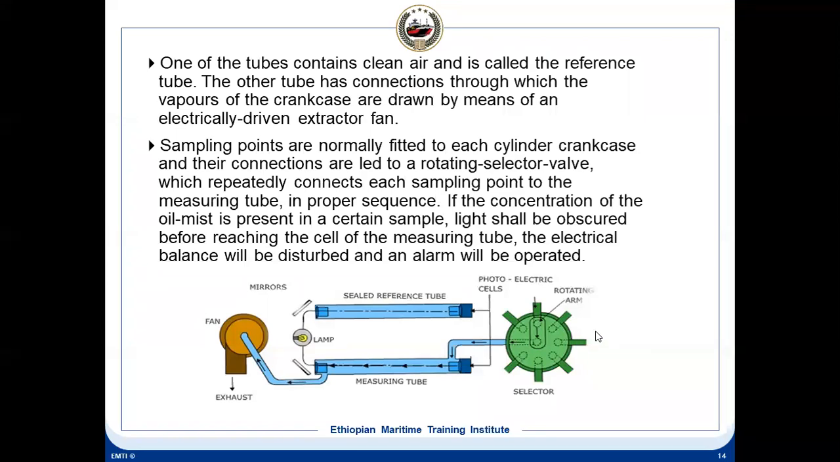So if the concentration of oil mist is present in a certain sample, light will be obscured before reaching the cell of the measuring tube, and the electrical balance will be disturbed. How much light is falling will produce the current according to these cells. And it gives an alarm when it reaches certain limits. There are some electronic circuits also. It's only a basic block diagram of how it is working.